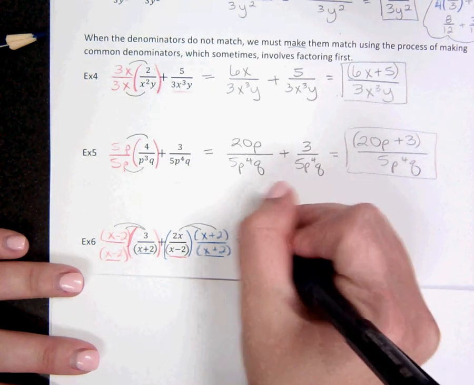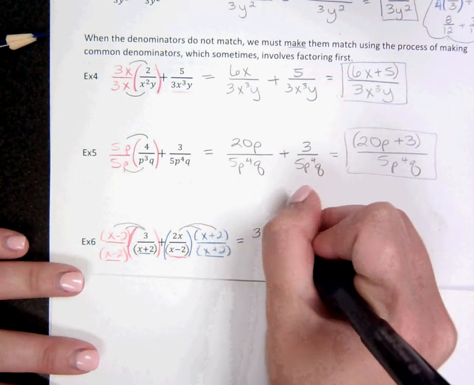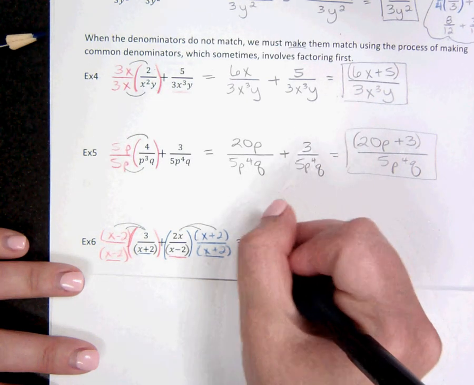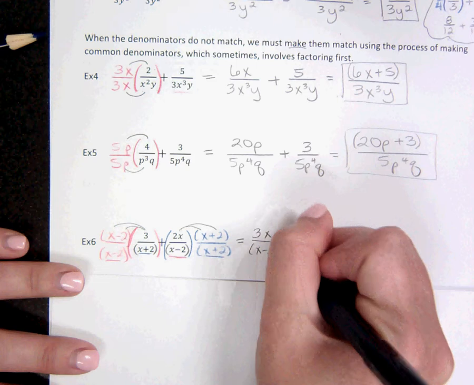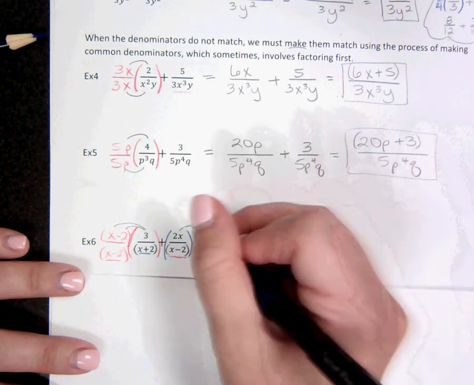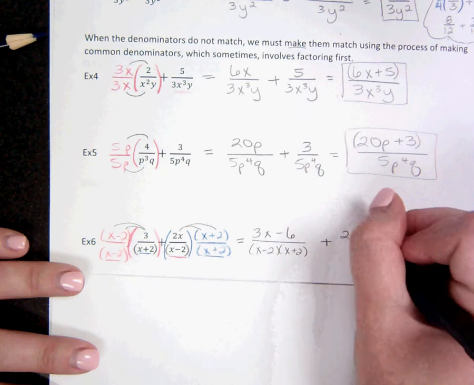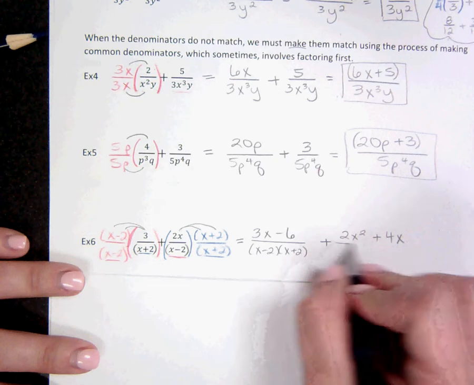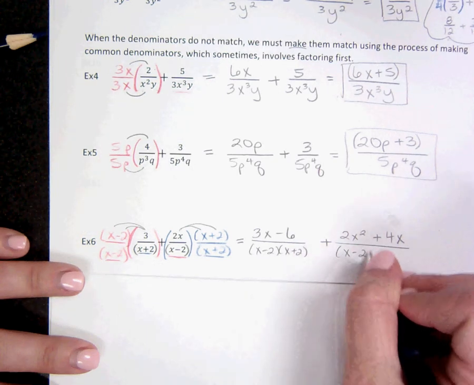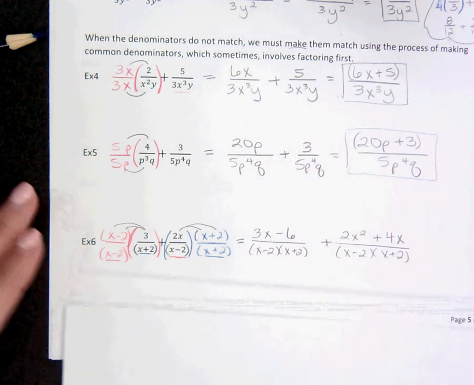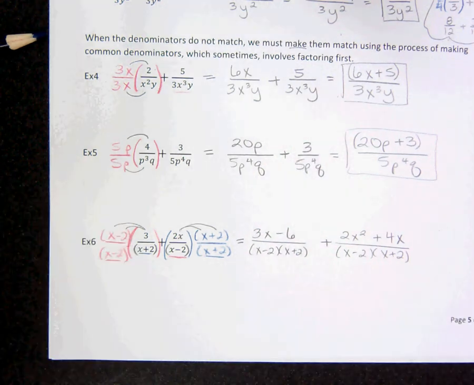So multiplying that out, we get 3x minus 6 over x minus 2, x plus 2, plus, we're going to do this over here, 2x squared plus 4x over that same denominator, x minus 2, x plus 2. From here, all the numerators can come together.